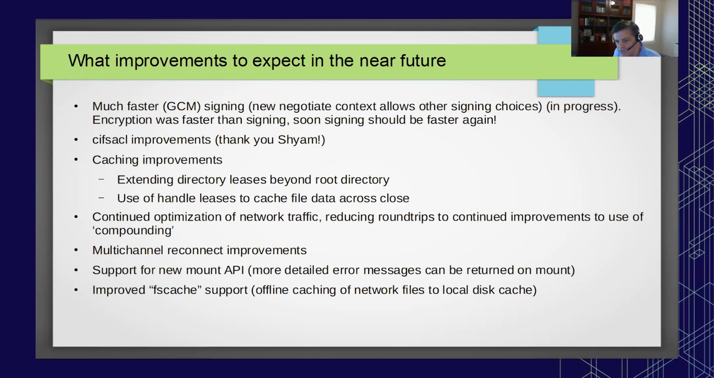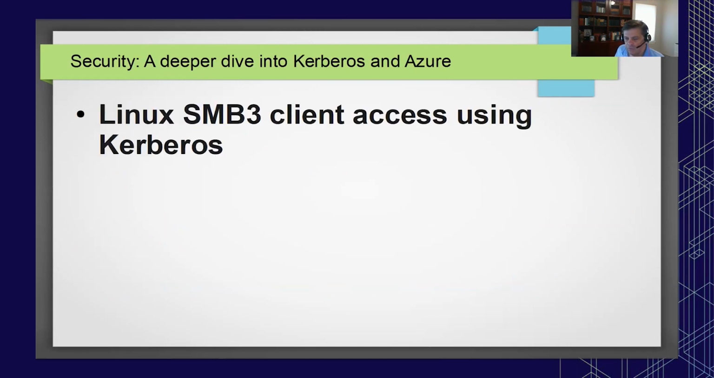This will improve the ability to do offline caching, sort of lossy caching of network files to a local disk cache. There are many cases where loose caching semantics are fine, and we can take advantage of the Linux FS cache subsystem to provide much better performance for some workloads. Now, what we're going to do now is I'll switch to Shyam, and he'll get a chance to talk about some of the exciting Kerberos changes we've done and do a deeper dive into Kerberos, multi-user mounts, and Azure.